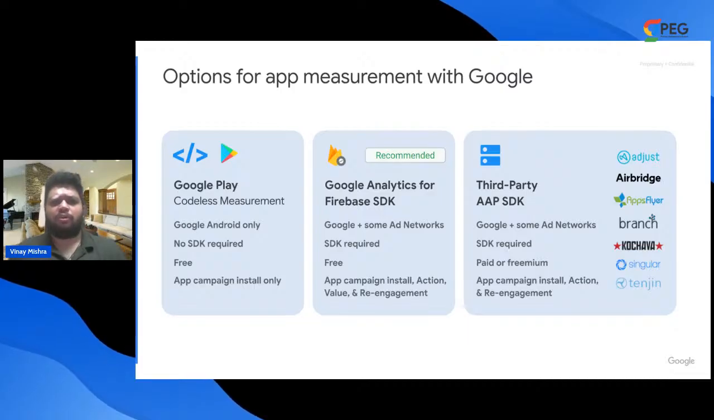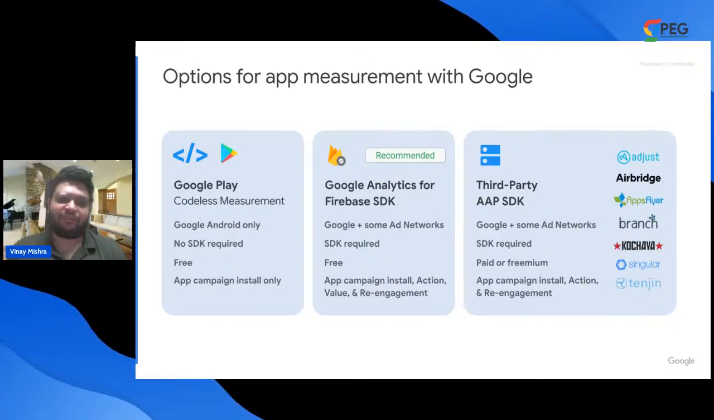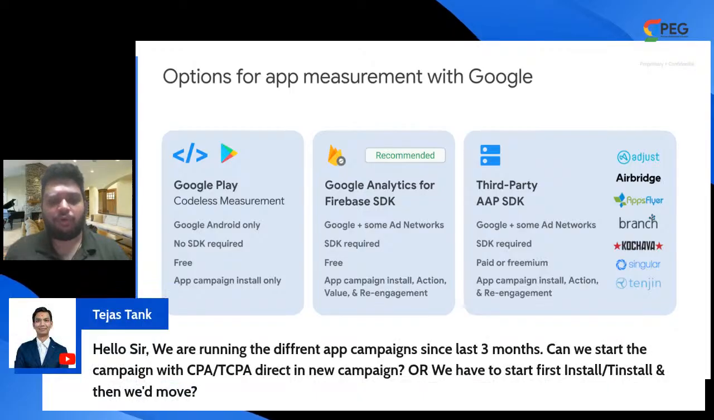Great. Now let's understand how we can start measurement. What are the options that we've got with Google? There are three options, as you can see on the screen. First is your Google Play Store, which will help you track your conversions, and we do not require an SDK here. If you just want to track installs but you don't want to track the in-app conversions, then Google Play can be your best source, and again, you do not require any SDK here. This is free of cost. This will help you track app campaign installs only.